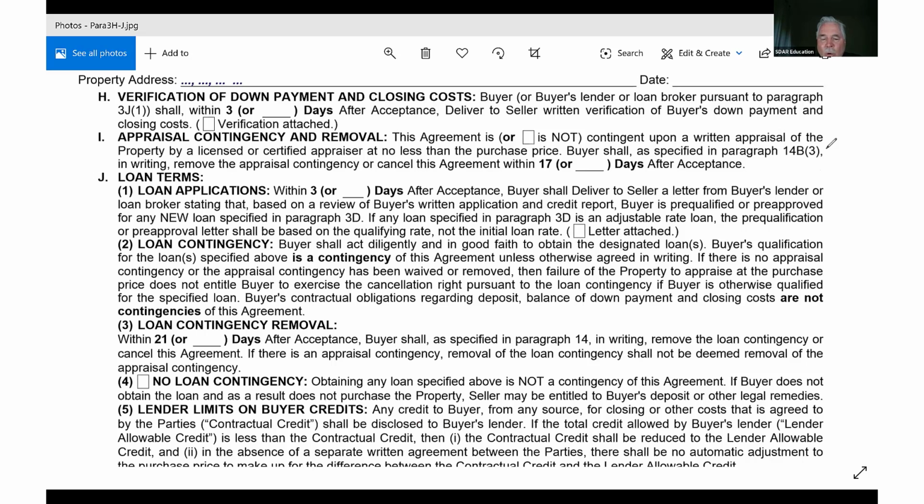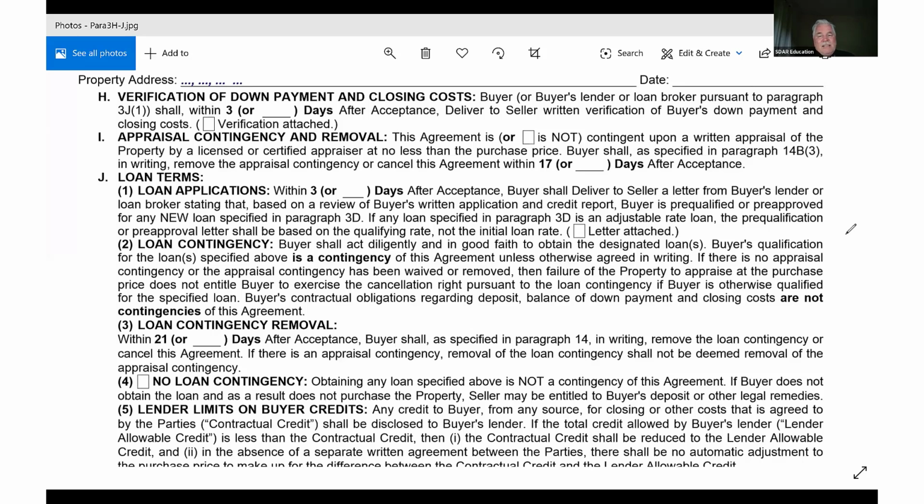Okay. If the total credit allowed by the buyer's lender, called the lender allowable credit, is less than the contractual credit. In other words, the lender says you guys can agree to whatever you want to agree to, but we're only going to allow this. So the contractual credit cannot be greater than the lender's credit. The lender's going to put a ceiling on what the total credit can be. And remember, that's going to be important. Be careful about negotiating it up front, because later on, when it comes time for repair requests, you may not be able to add a credit.